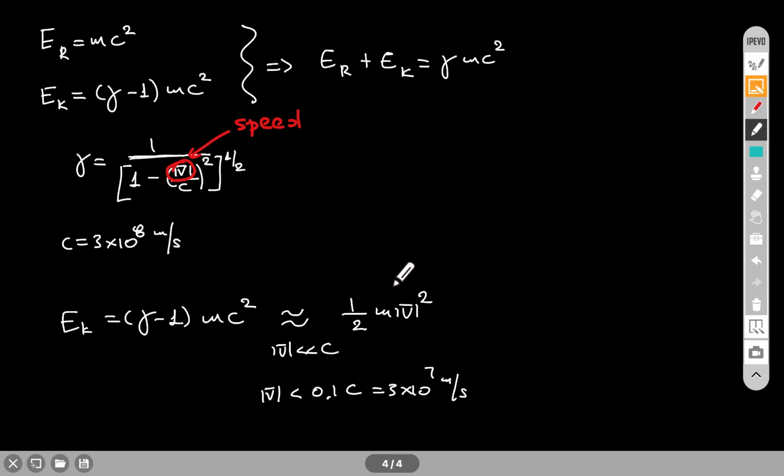I do want you to remember this here, the 1/2 mv squared is only an approximation, and it is only valid when the speed is much less than the speed of light. If that assumption is not true, then this is wrong, and you will have to use the definition of the kinetic energy. In those cases, you don't have another option.